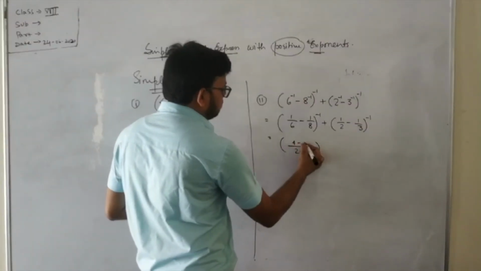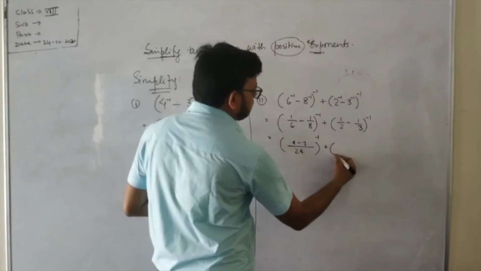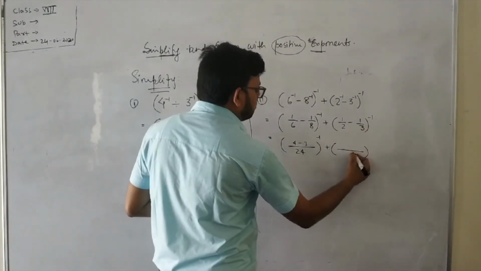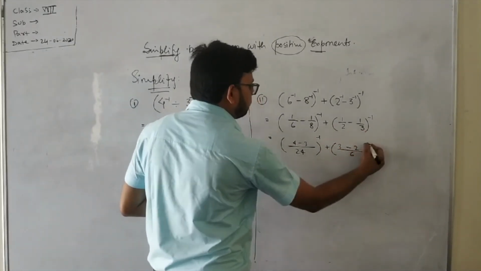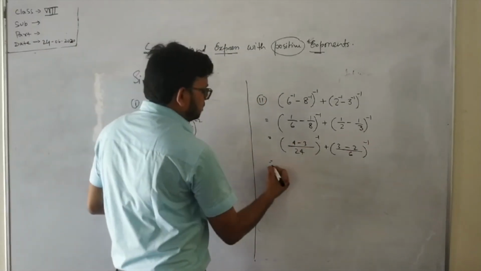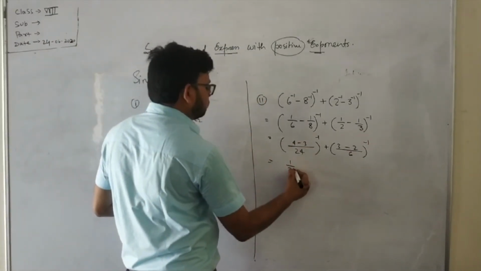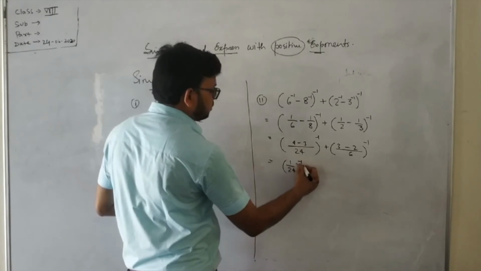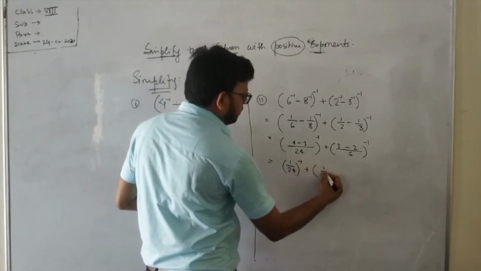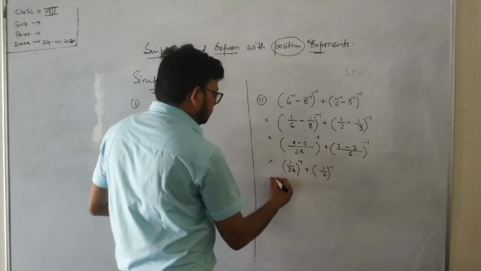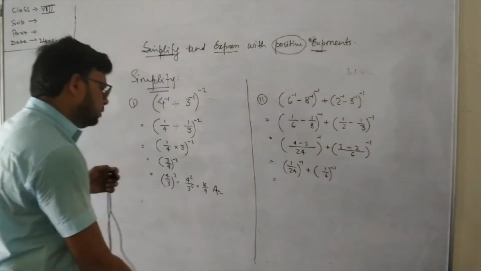Here 4, 3 minus 1. The LCM of 3 and 2 is 6. 3 minus 2 power minus 1. 4 minus 3 is 1. 1 by 24 to the power minus 1 plus 1 by 6 to the power minus 1. Again, negative sign in the power.